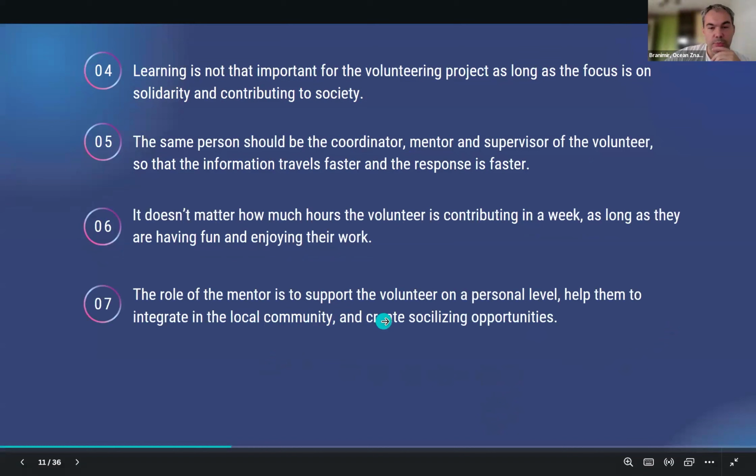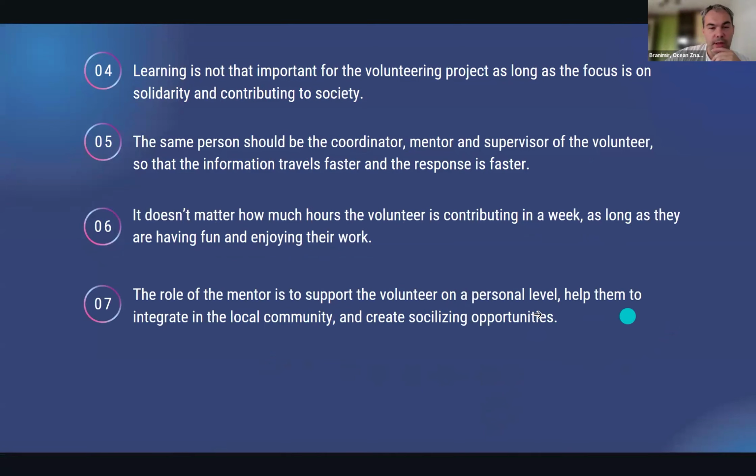Okay, the role of the mentor is to support the volunteer on a personal level, help them to integrate in the local community, and create socializing opportunities. Is it true or is it false? Okay, Kevin says no. Everybody else says yes. Cool. Well, this one is true.